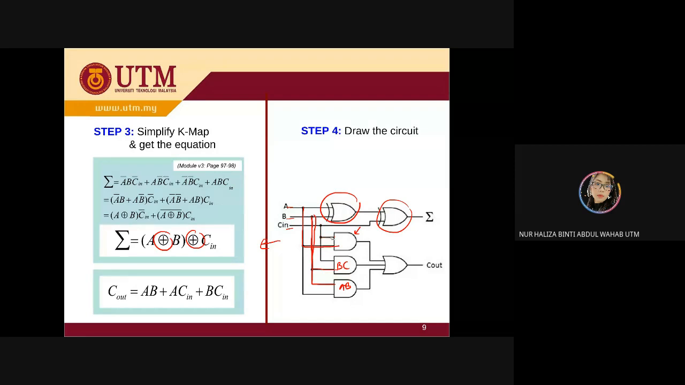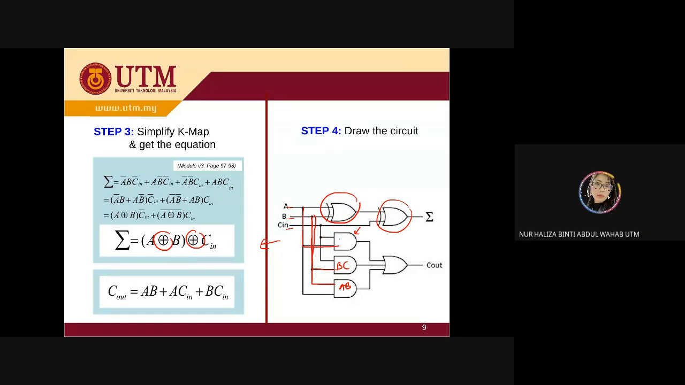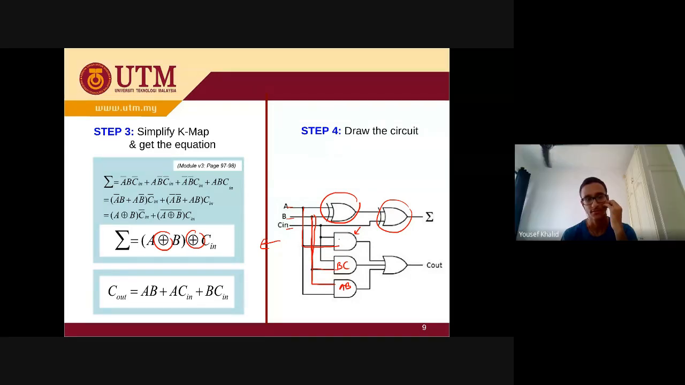C and C. Sorry, Doctor, can you explain the simplification again? What again? Me? Simplification. Simplification.